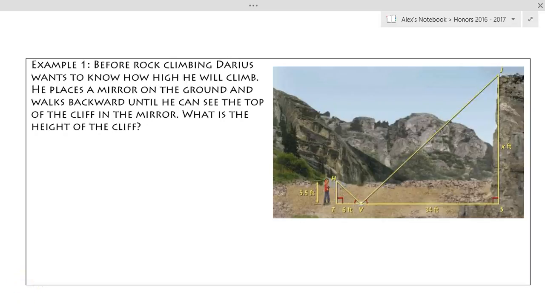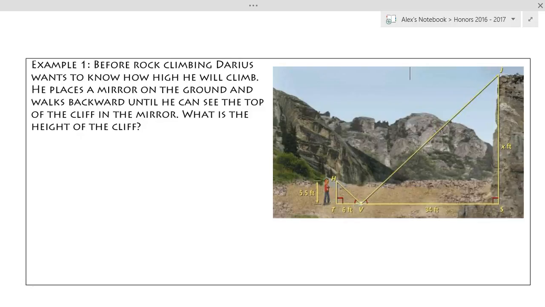Hey guys, welcome to our Key Concept 1 Target B video. In this target, we are simply looking at solving problems using similarity. So if I know two triangles are similar, I can solve things about those triangles. So let's look at our first example, which is a word problem.